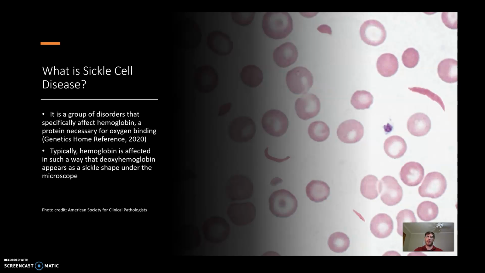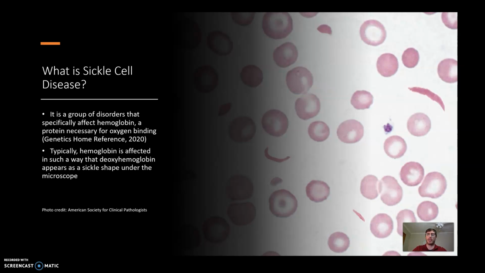So what is sickle cell disease? Sickle cell disease is a group of disorders that specifically affect hemoglobin. Hemoglobin is an important protein that's found in red blood cells that is responsible for delivering oxygen to the tissues of your body. Typically, hemoglobin is affected in such a way that deoxyhemoglobin, or hemoglobin without oxygen, appears as a sickle cell under the microscope.